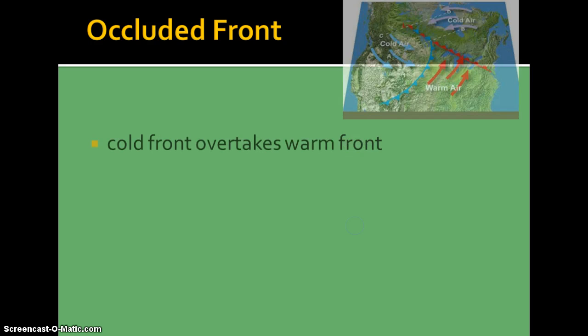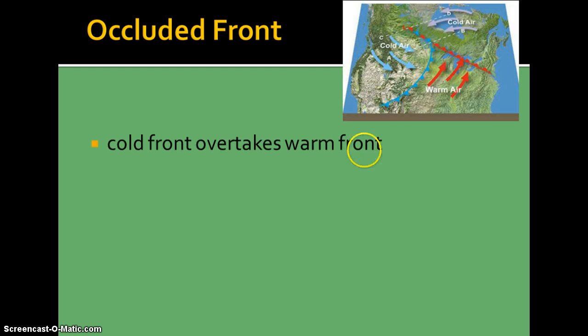The last type is an occluded front, and that's when a cold front overtakes a warm front. Usually cold fronts move a little bit faster, and so they can catch up and overtake a warm air mass in front of them. So what's going to happen here when this cold front catches up, the warm air is going to get cut off from the ground, or occluded.